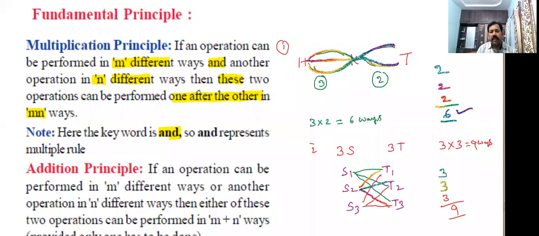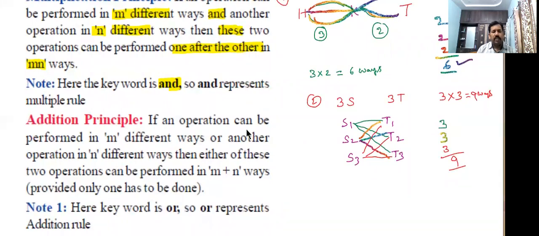This is the second example. So once again, listen to the definition. If an operation can be performed in m different ways and another operation in n different ways, then these two operations can be performed simultaneously or one after the other in mn ways. So here the keyword is 'and'. And is there means you can use the multiplication principle.